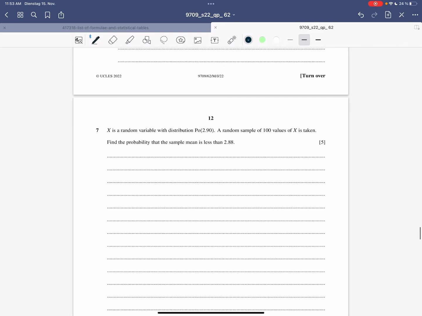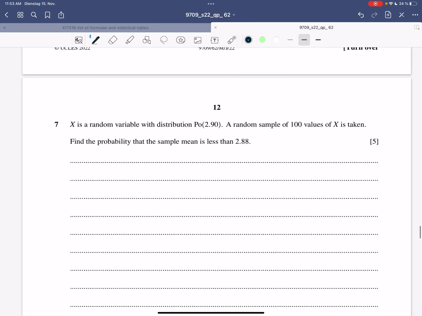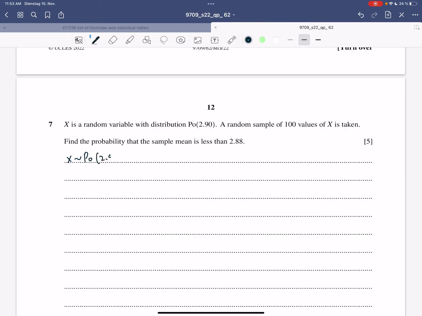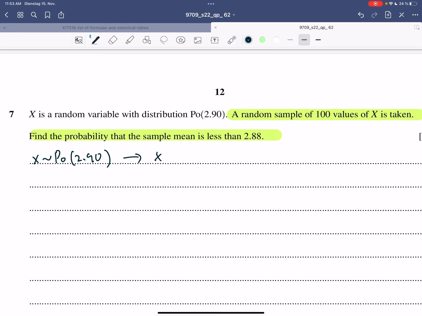So question 7. X is a random variable with distribution. Okay, X is distributed Poisson. A random sample of 100 values of X is taken. Find the probability that the sample mean is less than 2.8. So since our random sample here is 100, and it obeys the central limit theorem, our population distribution here, we know it is Poisson, but it is not normal. However, since it obeys the central limit theorem, the sample distribution is approximately normal. So here is 2.90, since the lambda is the same as the mu and also the same as the variance. 2.90, however, you have to divide by the 100.